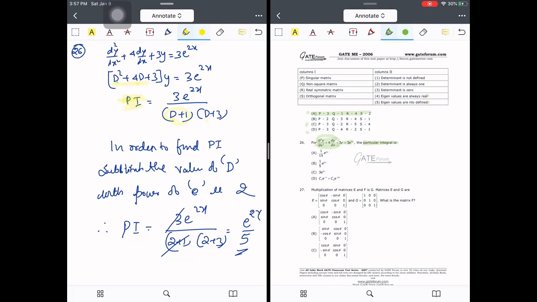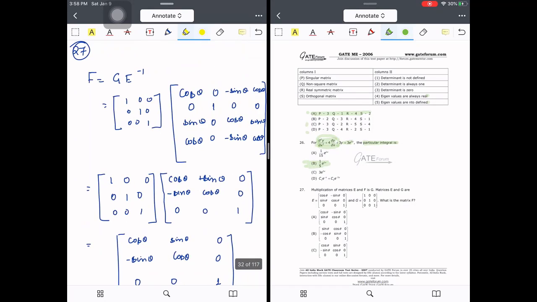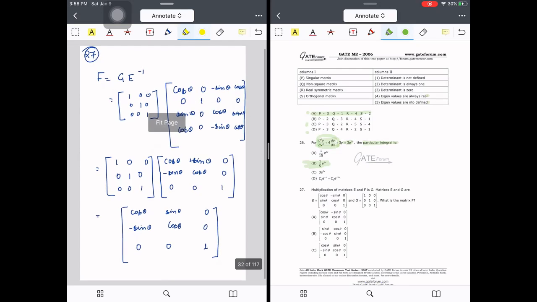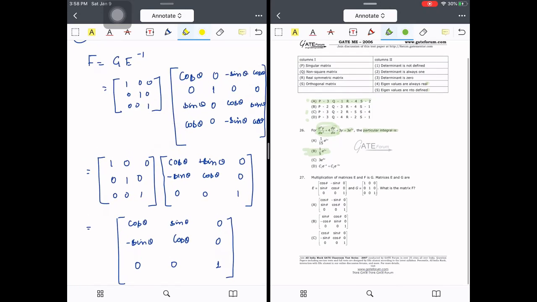In order to find the particular integral, substitute the value of d with the power of e, that is 2. So you will get 3 e to the power of 2x divided by 2 plus 1 into 2 plus 3. From here we get e to the power of 2x divided by 5. The answer will be e to the power of 2x divided by 5.